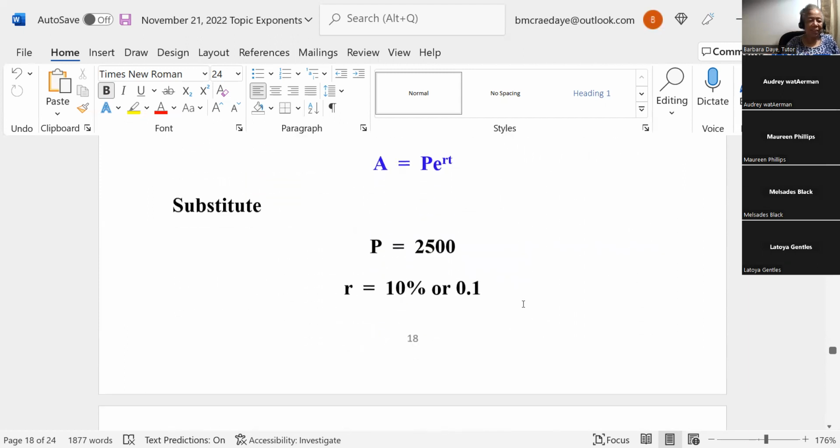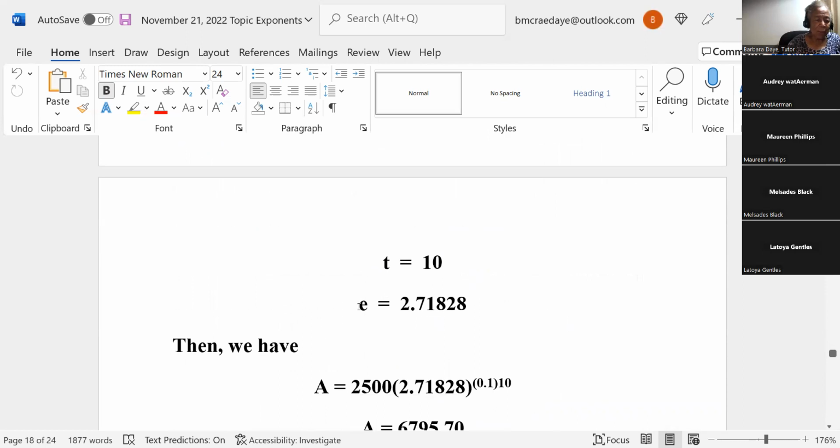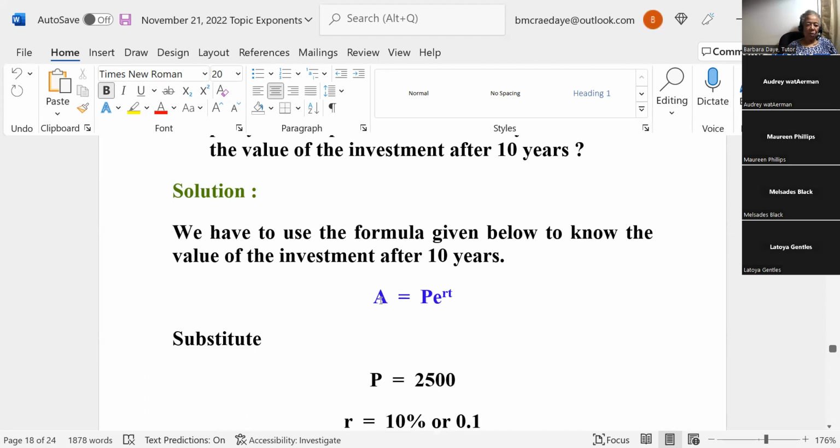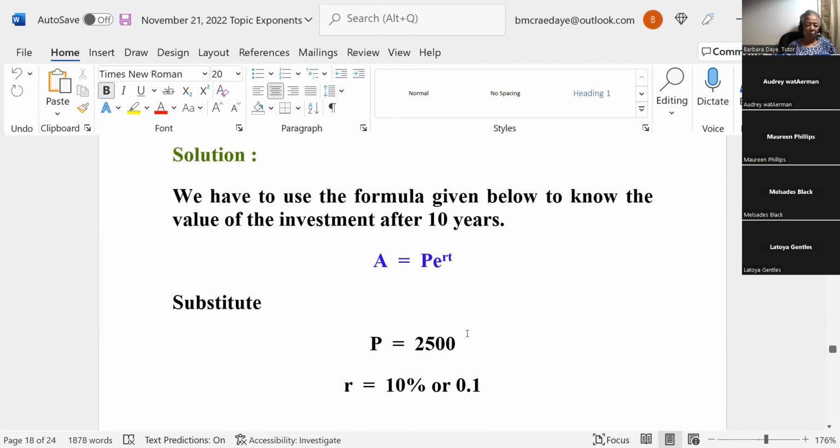Okay, now this is something, you see that E, does anybody know what that E is? That's a constant, that's a value. It's called the Euler constant, spelled E-U-L-E-R, just like we use pi. It's in that same category. It's used in exponents and in logarithms. And we use that for problems like this, where you're trying to find your present value. You started with 2,500. It goes up by 10% or 0.1.